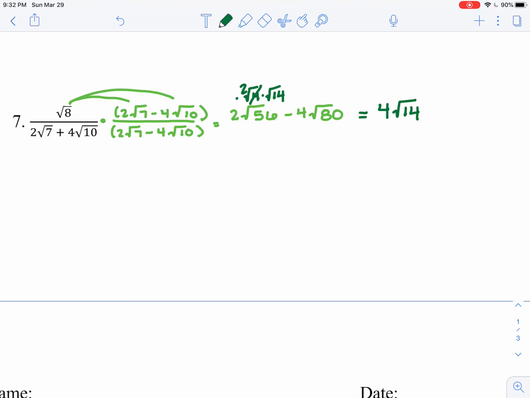In the second term, the square root of 80 can be broken down into the square root of 16 times the square root of 5. The square root of 16 is 4. So when we multiply 4 times 4, this becomes minus 16 root 5.